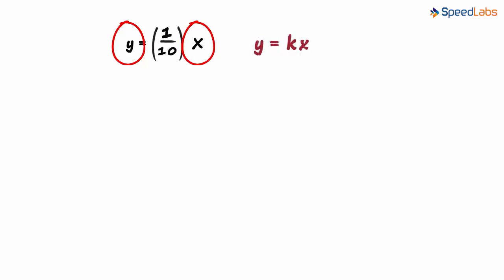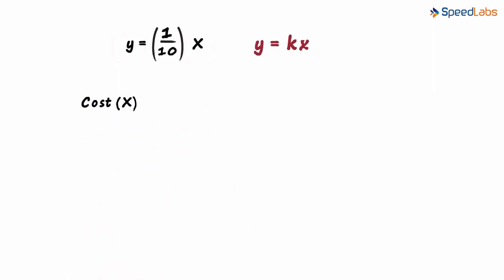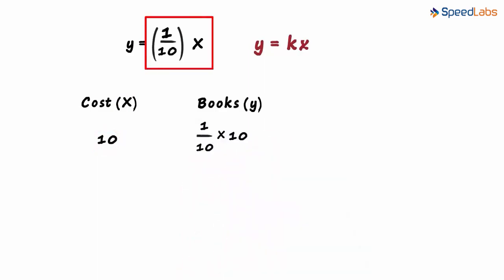Let's form a table with just two columns, the cost and the total number of books. In the first case, assume the total cost is 10. This x is 10. Then the number of books would be 1 by 10 multiplied by 10. That will equal 1. We just substituted this value in place of x to get y. Let's find y for 3 more random values of x.